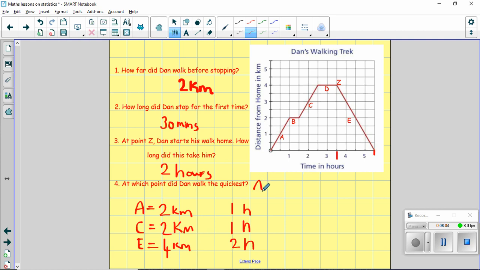So you can just put A, C, and E, or you could put he travelled at a constant speed. And the reason for that is because we simplified 4 kilometres in 2 hours. If we simplified that, it will be 2 kilometres in 1 hour. So he travelled at the same speed at all the points in his journey. It's not as though he hurried up to get home for his dinner. He travelled at the same speed. So you put A, C, and E, or you would write he travelled at the constant speed.